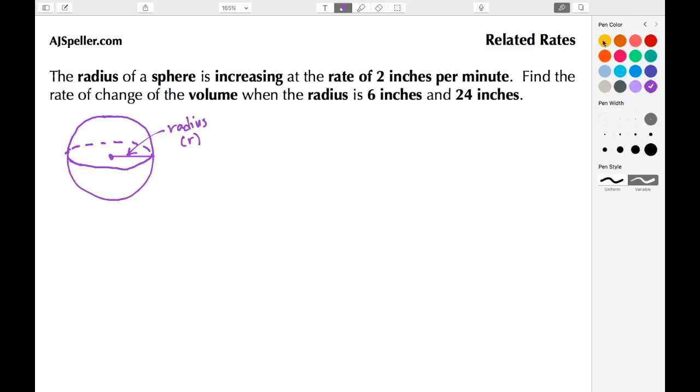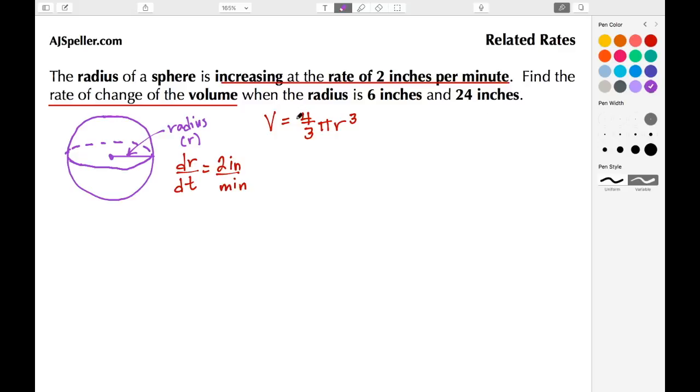If we go back to the question, we see that the radius is increasing at a rate of 2 inches per minute. So the radius is changing over time, and that change over time is 2 inches per minute. What we need to do now is figure out an equation that we can use to relate to this particular problem where they're asking for the rate of change of the volume. Well, we know that the formula for volume of a sphere is V equals 4/3 pi r cubed. So what we need to do now at this point is take the implicit derivative of this formula over time, or with respect to time.